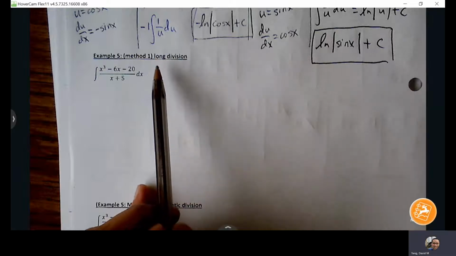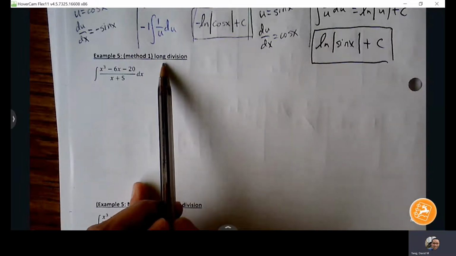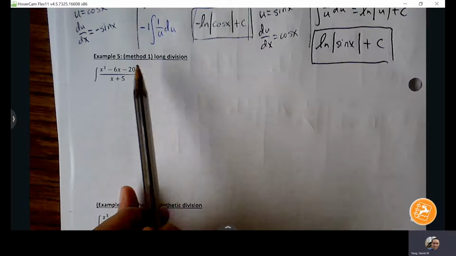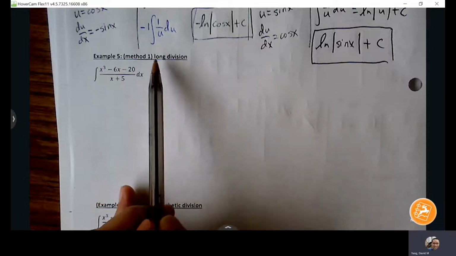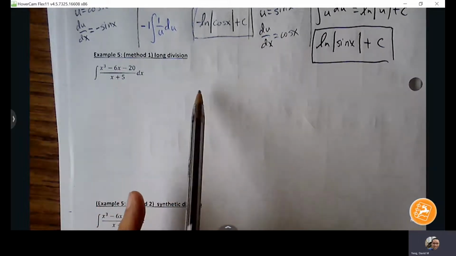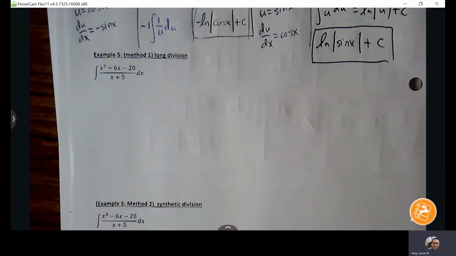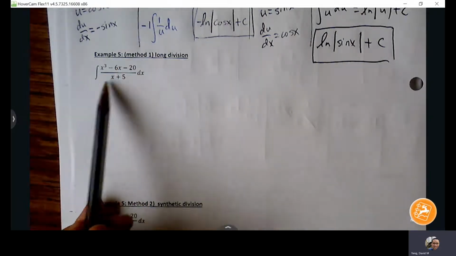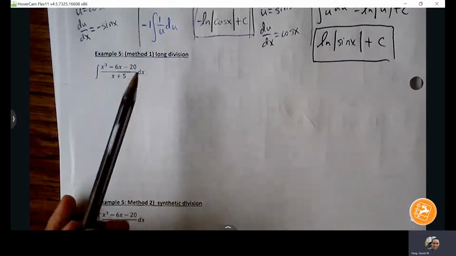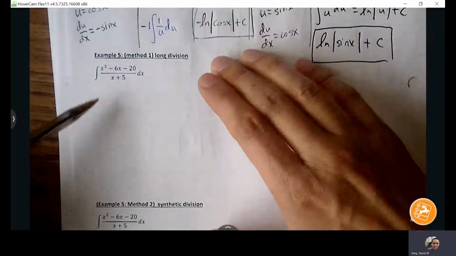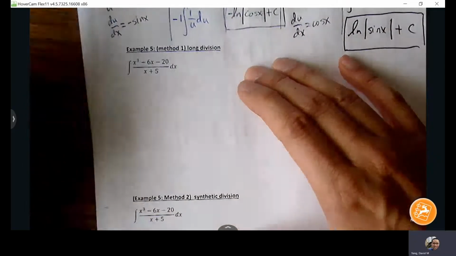So what we're going to do is learn how to do long division. Okay, so long division, the purpose is not to solve the problem, it's to produce the problem in a different form so that we have rules that can handle the problem that otherwise we'd be stuck on. There are two methods, long division and synthetic. I'll go over both methods.